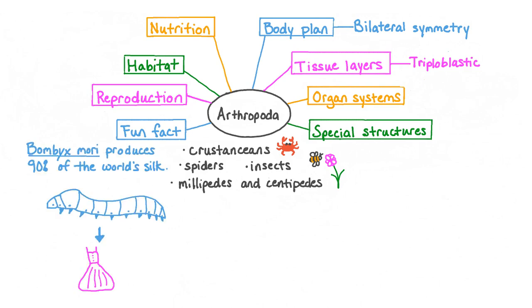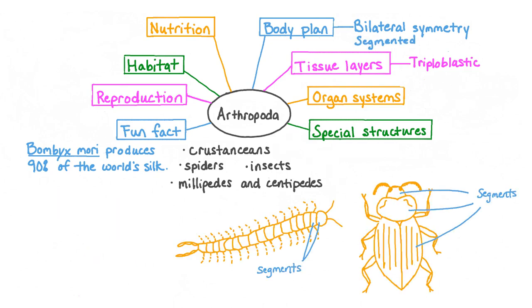In fact, about 90% of the world's silk is produced by a single species of silkworm called Bombyx mori. This species is not found in the wild and is completely reliant on humans for its survival. All arthropods have bilaterally symmetric, segmented bodies. The segments compose a hard outer covering called an exoskeleton.